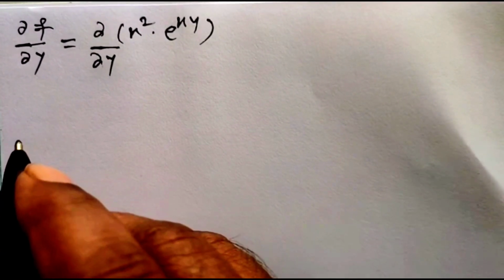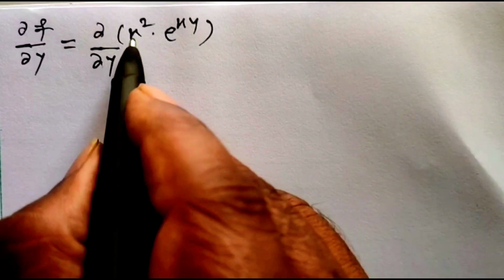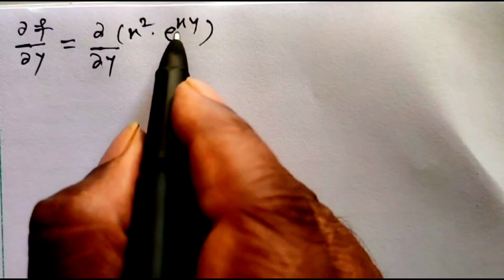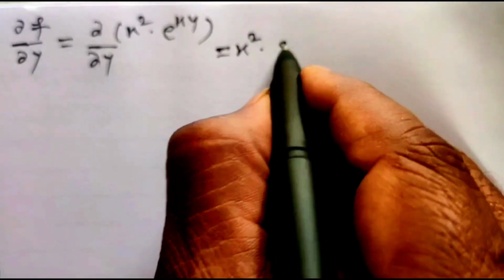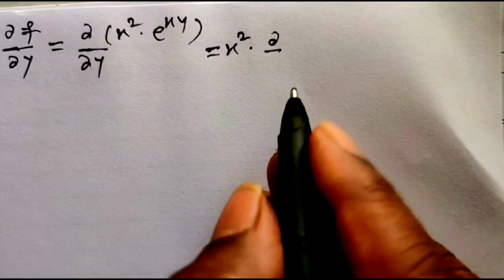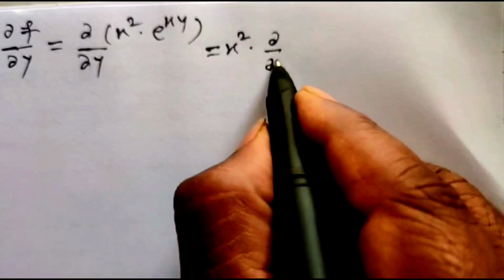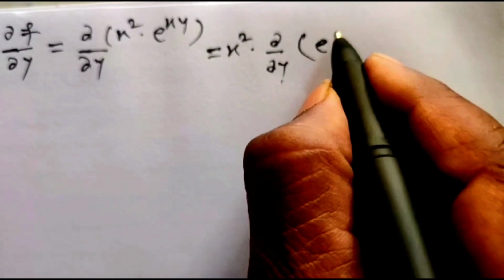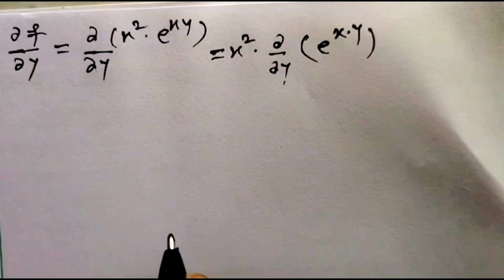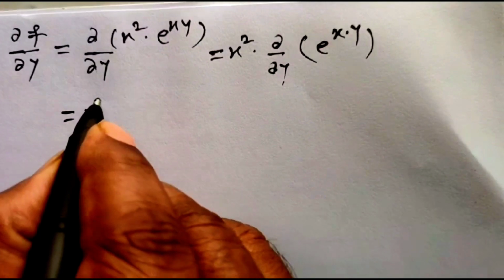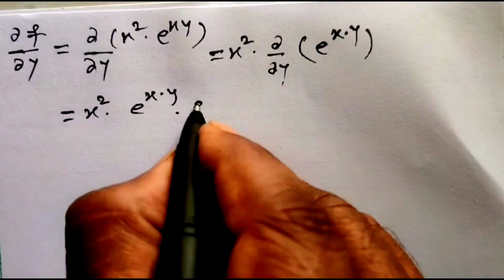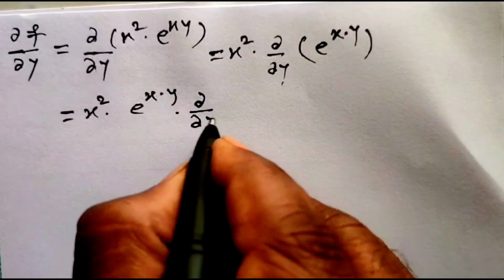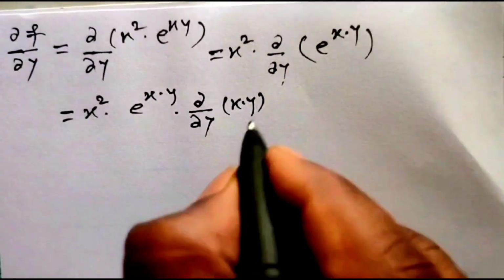Derivative with respect to y means considering x as constant. So x is constant means x square becomes a constant coefficient of this function, and this can be written as x square into the partial derivative with respect to y of e to the power xy. And so this is equal to x square into e to the power xy into the partial derivative with respect to y of xy.